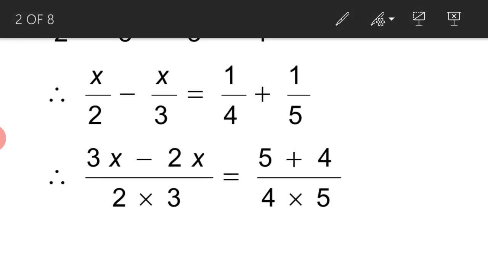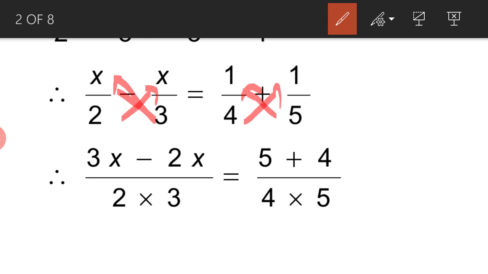cross multiplied like 3x and 2x. Now why have I done it as 3x and 2x? Because LCM of 2 and 3 is 6. Is it okay? Their product. So here we can go with this kind of method. So 3x minus 2x upon 2 into 3. Similarly you can go with 5 plus 4 upon 5 into 4. Is it okay? Now this is the easiest way to do the fraction.